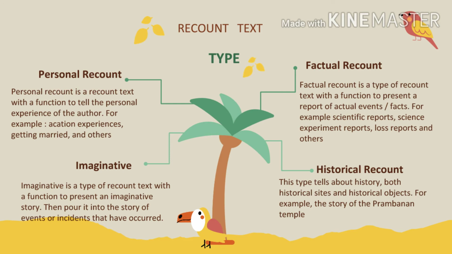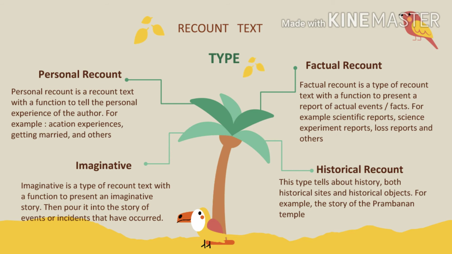Types of recount text. 1. Personal recount. Personal recount is a recount text with a function to tell the personal experience of the author. For example, an accident experience, getting married, and others. 2. Imaginative. Imaginative is a type of recount text with a function to present an imaginative story, then pour it into the story of an event or incident that has occurred.